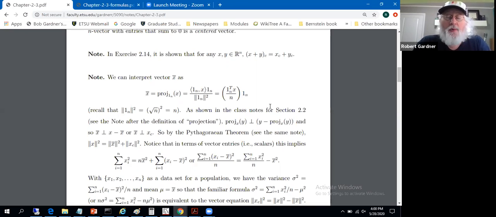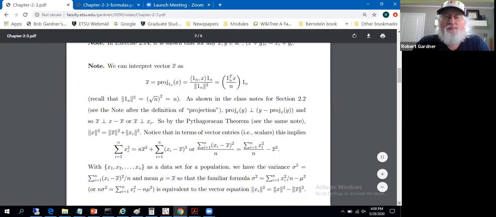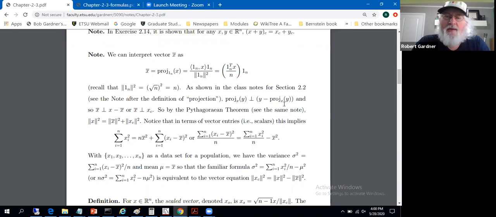Also, we saw in the last section, about the time we were doing the Gram-Schmidt stuff, when we introduced right triangles, we saw that the projection of y onto x is perpendicular to y minus the projection of y onto x. This is where we had a right triangle. The hypotenuse was y itself. These were the sides of that right triangle. So that's how we got the orthogonality in general.